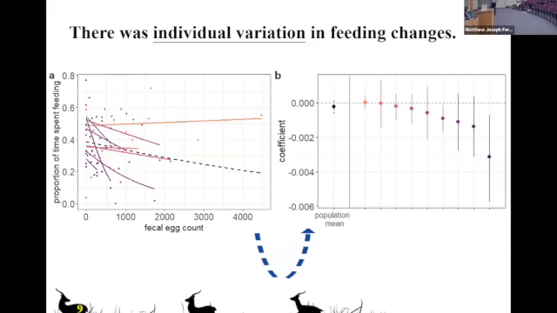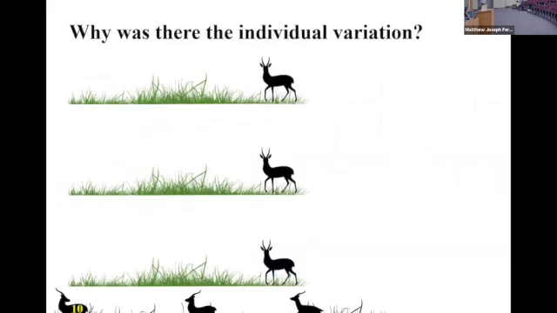And for the 9 individuals, there was individual variation. The effect could range from slightly positive to 0 to really negative. So some individuals experienced strong anorexia, but for some, there was probably no effect. The next question was why we observe this individual variation in the feeding changes.